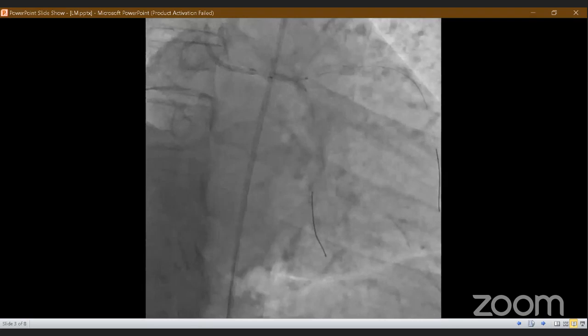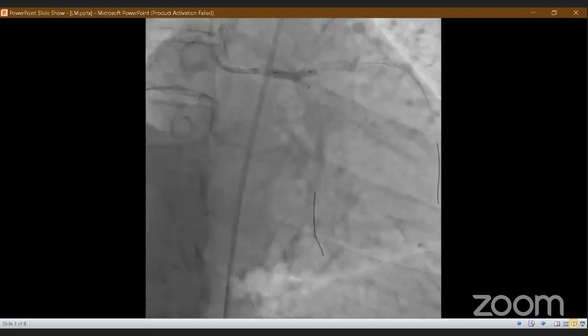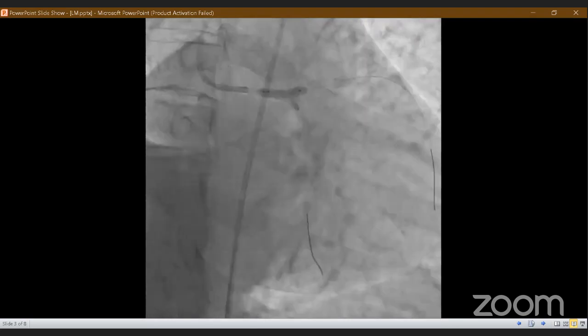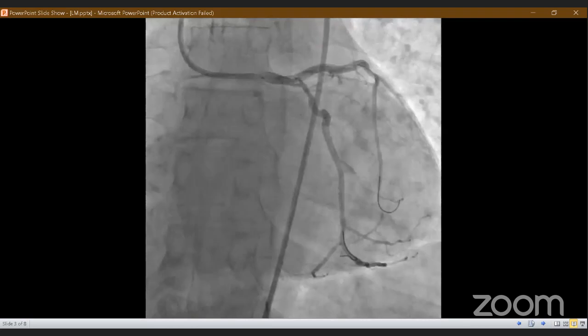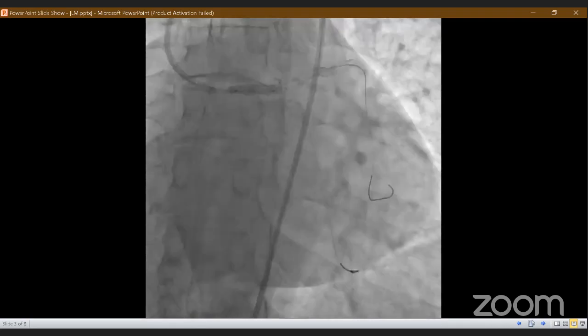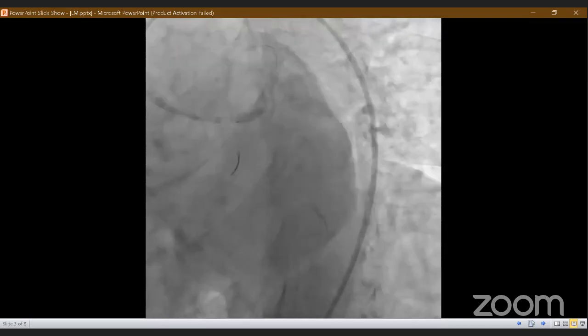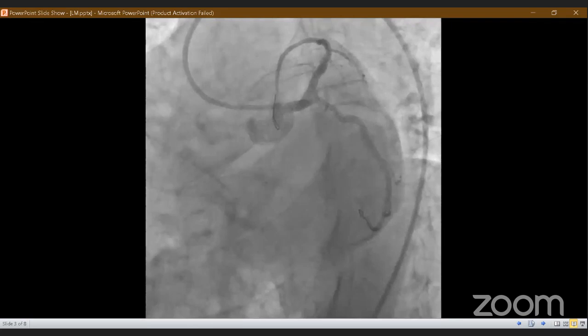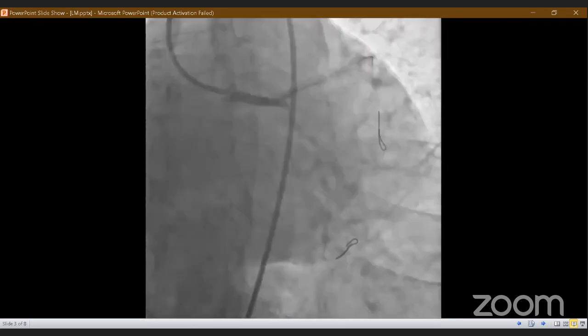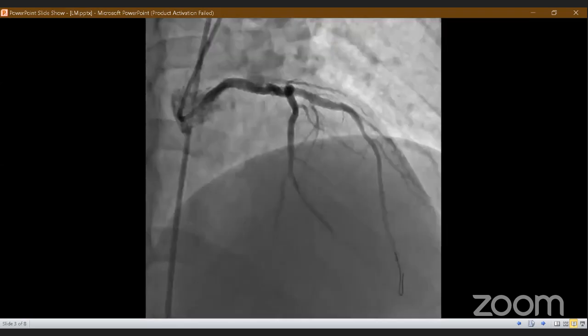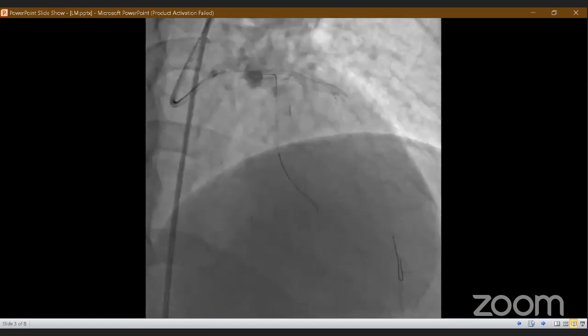So here we cross to the LCX. We did the kissing balloon. And this is the final POT. Here, the LCX from the beginning didn't look significantly diseased. That's why we only did the kissing and the final POT.